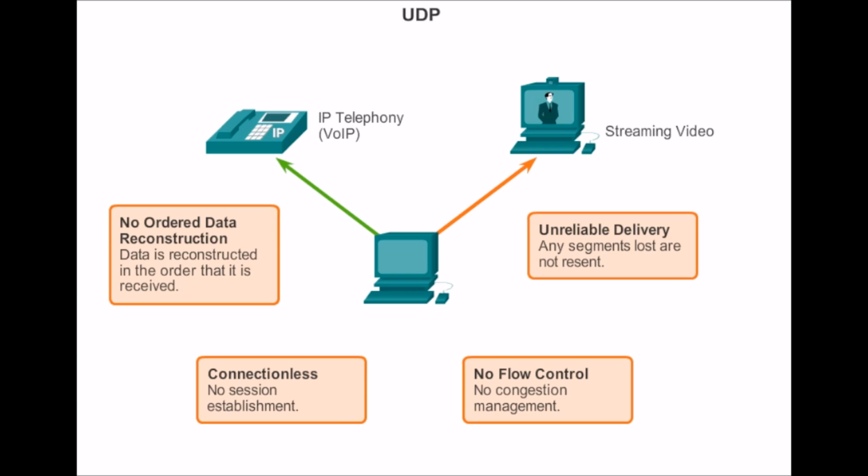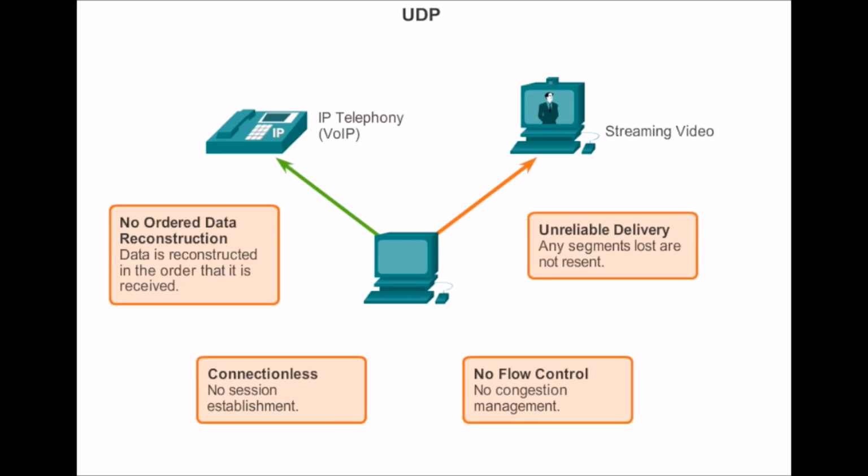Connectionless. It does not establish a connection between the hosts before sending data. Unreliable delivery. It does not provide services to ensure that the data will be delivered, as there are no processes to have the sender retransmit lost or corrupted data. No ordered data reconstruction. If data is received in a different order than it was sent, UDP does not provide any mechanism for reassembling the data in its original sequence. It is delivered as it arrives.